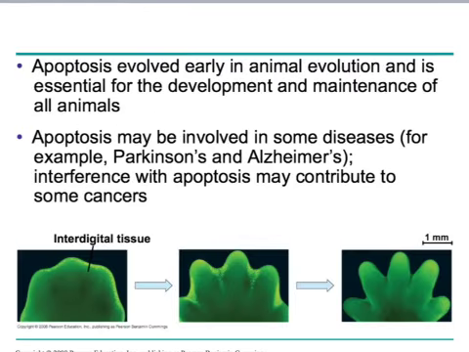Now, apoptosis is one of those processes that we think developed really early in animal evolution, and it is highly essential for the development and the maintenance of all animals. But in recent times, we've found that it's linked to certain types of diseases, especially some of the chronic ones that we really don't have a cure for. So, for example, Parkinson's and Alzheimer's.